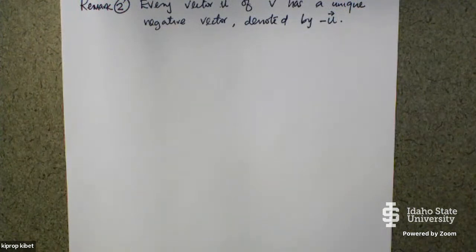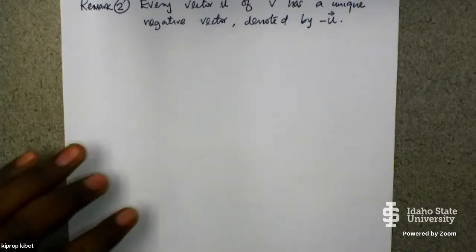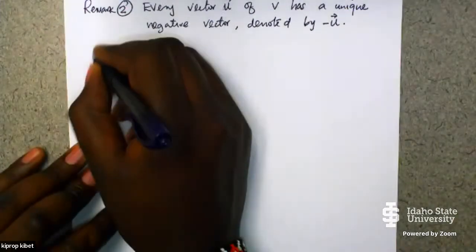Okay, let's continue from where we left. So remark number 2: every vector U of V has a unique negative vector, which we can denote as minus U. So we can prove this. So let's prove.